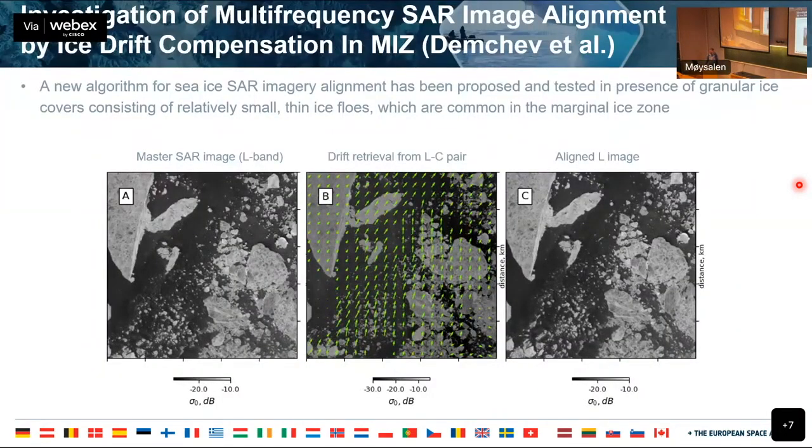And now come applications. So the first application is alignment of different images. This work is by Denis Demchev. So they had a master image from L band, and then they can derive drift from a pair of L and C band. And then they can morph the initial image to match the time of the C image. And then these aligned images can now be used together for sea ice type classification.